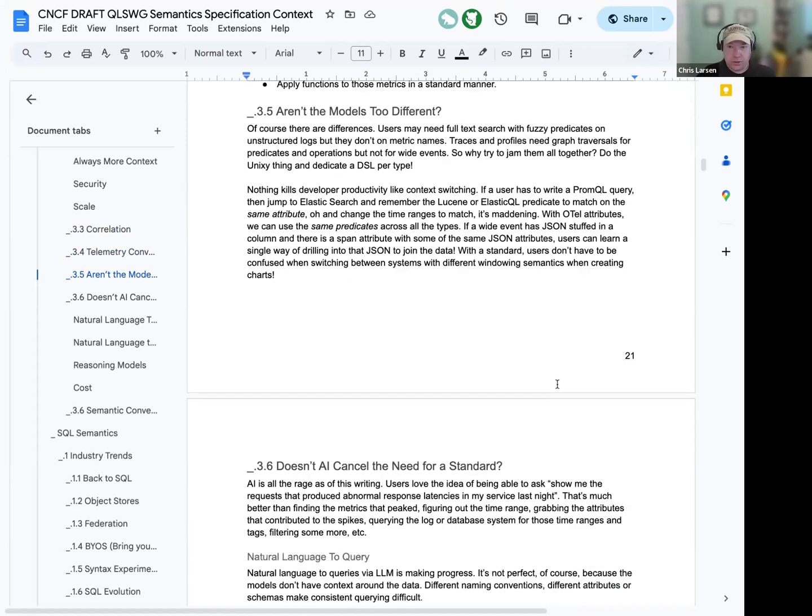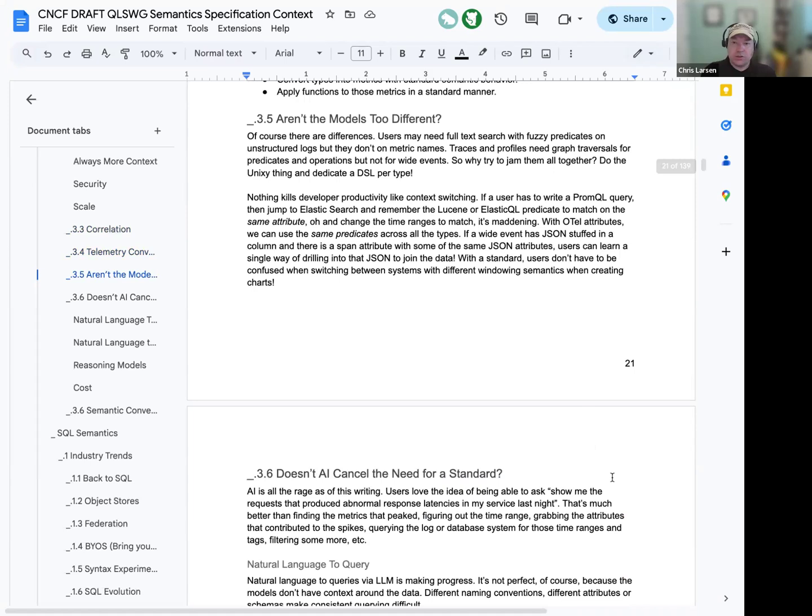Another question that comes up though is, aren't the models too different? They are different, but not so much that we can't flatten them out and work with them together. Particularly in OTel, we have the standard of attributes now, where you have key value pairs that are applied to every type of metric or telemetry type. So that's great. We can join them together.